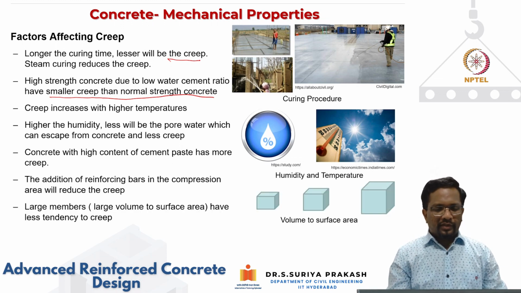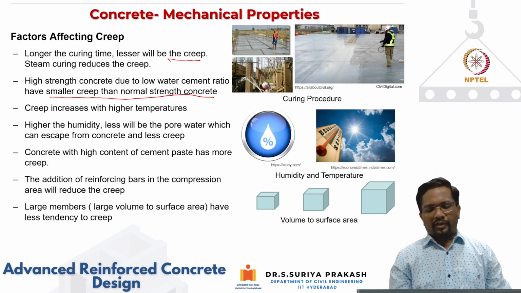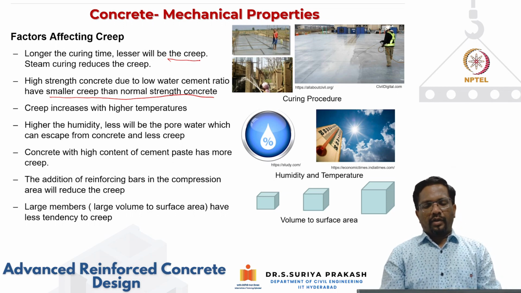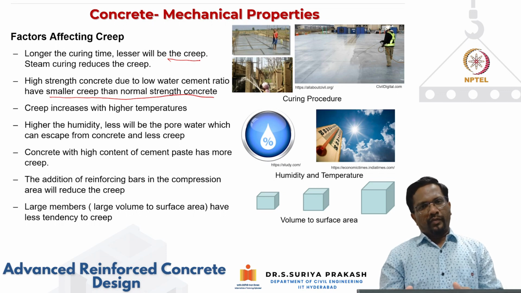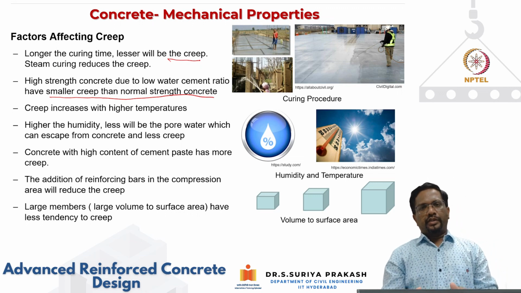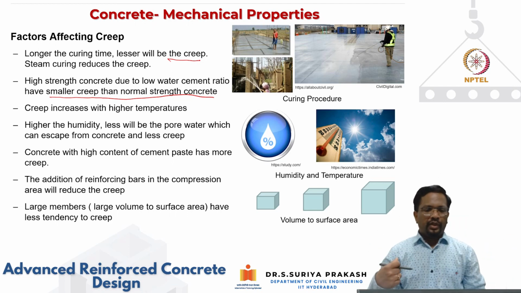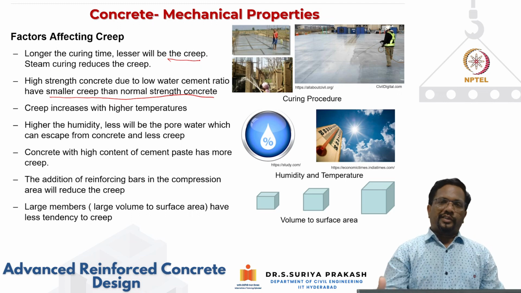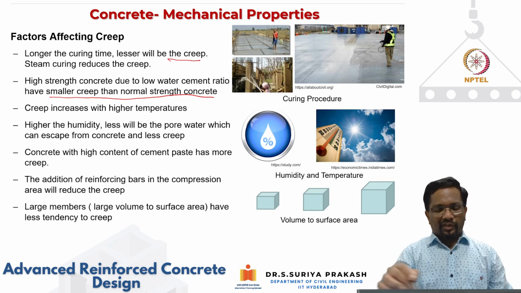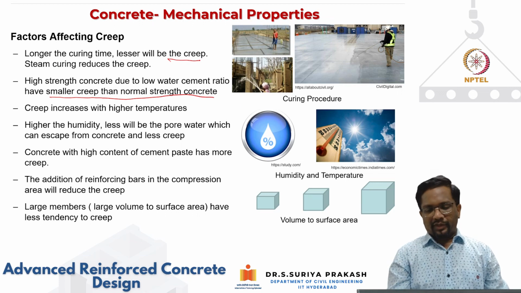Now, another important factor is large members with large volume to surface area have less tendency to creep. Or in other words, for a constant volume, if your surface area is increasing, then the creep will go up because now you have more surface area through which your moisture or water can escape from the system. So that will lead to more creep. Now here we are dealing in terms of volume by surface area. So that is why when you have higher volume to surface area, then you will have less tendency to creep. It is the inverse.